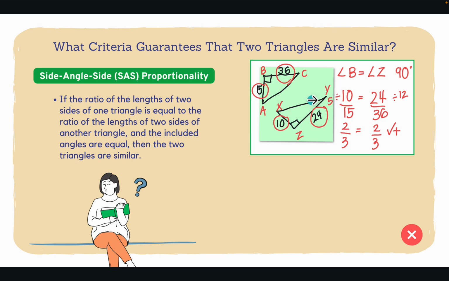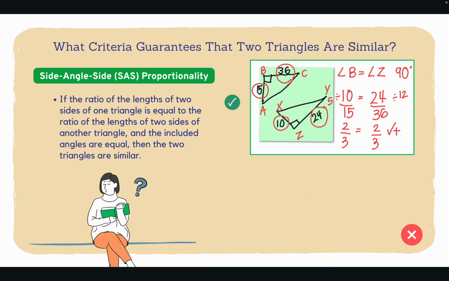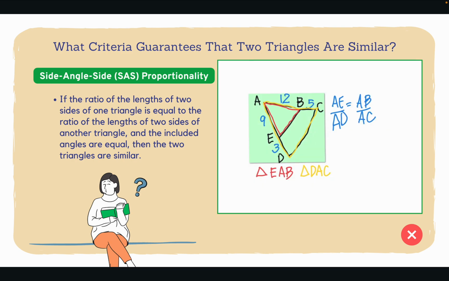Just by looking at it, I'm not quite sure if these triangles are similar. So let's put the theorem to the test. I know that angle B and angle Z are both 90 degrees because these are right triangles. So they have that in common. When I check the sides, I will get a ratio of 2/3 to 2/3. Indeed. Now you'll notice I have a little X over here. That's just my instructor's mistake. I'm going to say this one is not correct, but let's use the theorem to prove it.